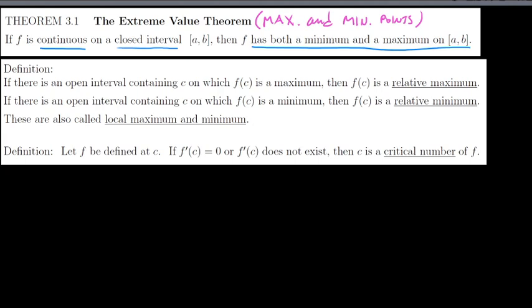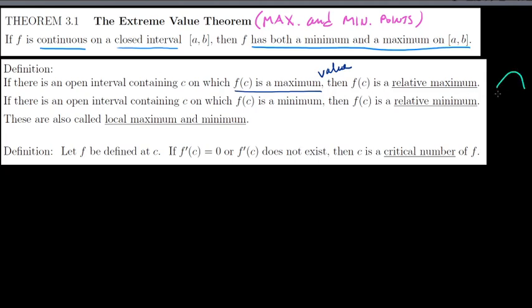Okay, here we go. This is what we were talking about earlier, and I'm sorry I erased the picture. If there is an open interval that contains C, on which f of C is a maximum value, and in the future, if we say f of C is a maximum, we mean maximum value, then f of C is a relative maximum. A relative maximum just means, as we saw earlier, a peak.